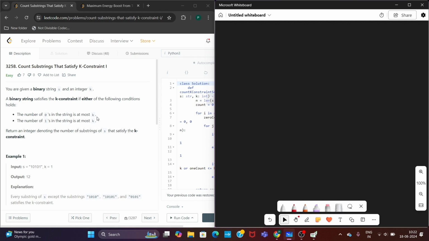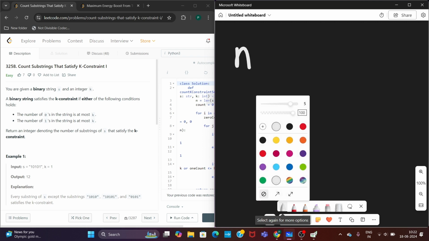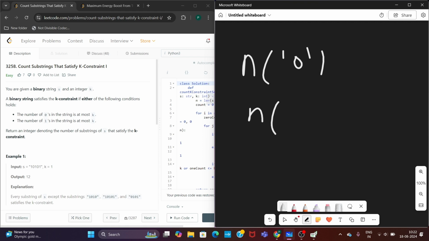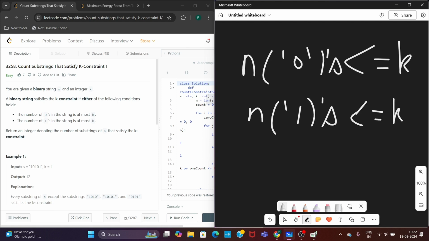Okay, let's see what is meant by at most k. At most k means the number of zeros or we can say ones must be less than or equal to k. Means the number of zeros and the number of ones must be less than or equal to k. That is what at most k means, ज्यादा से ज्यादा k. That is the literal meaning of at most.